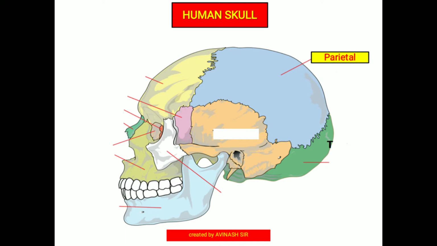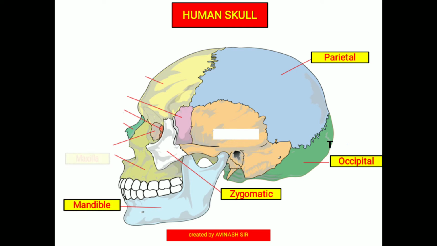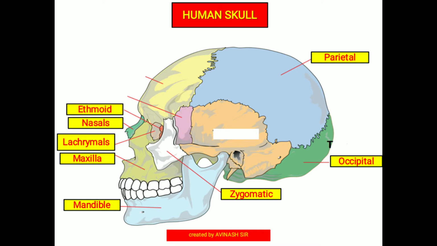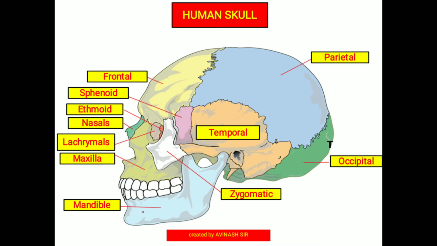This bone is known as parietal. This is known as occipital. This is zygomatic, mandible, maxilla, lacrimals, nasals, ethmoid, sphenoid, frontal, and temporal. All these together form a human skull.